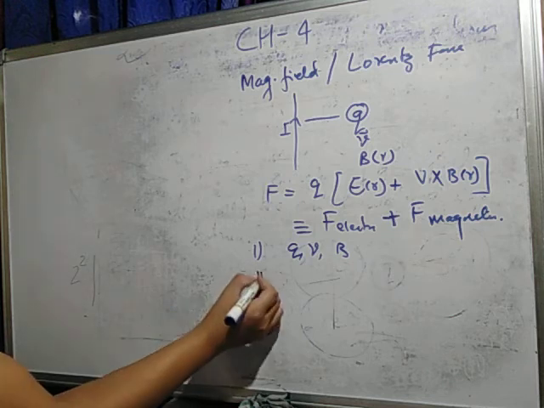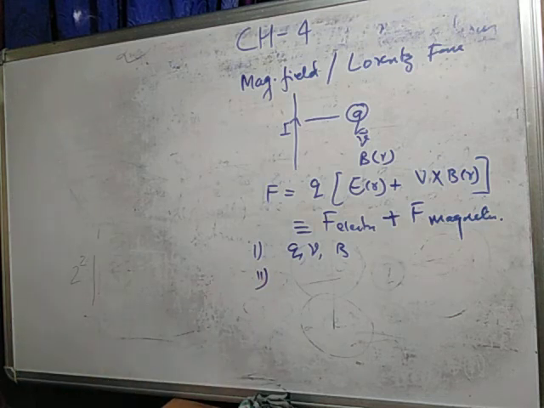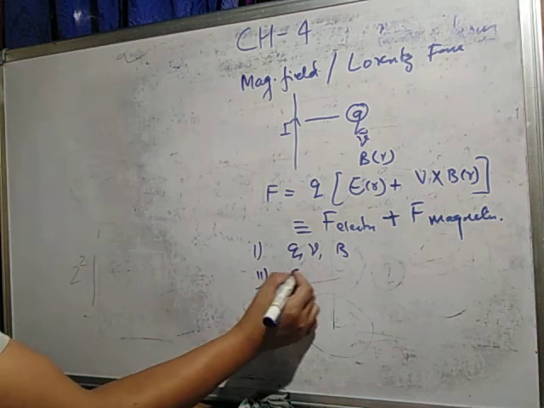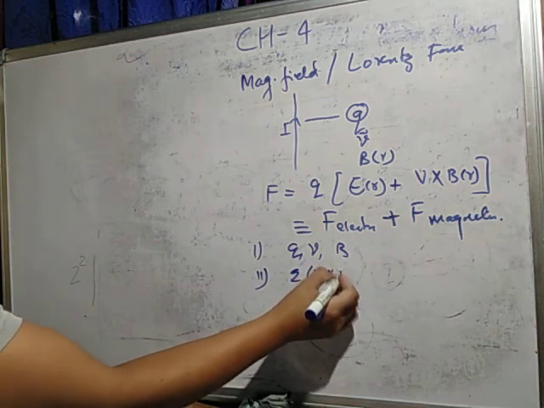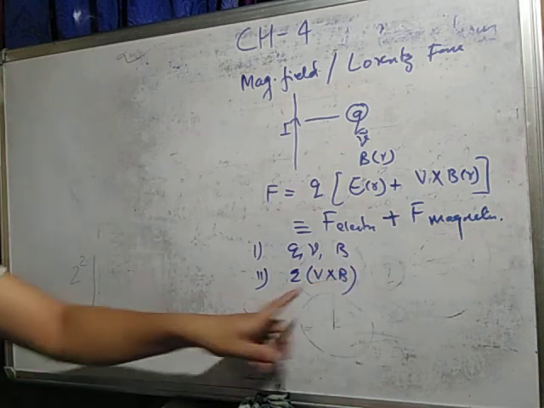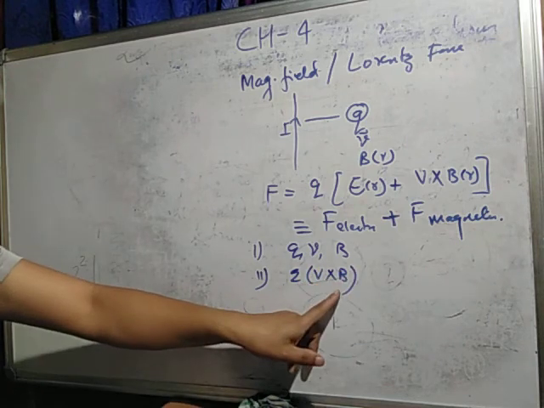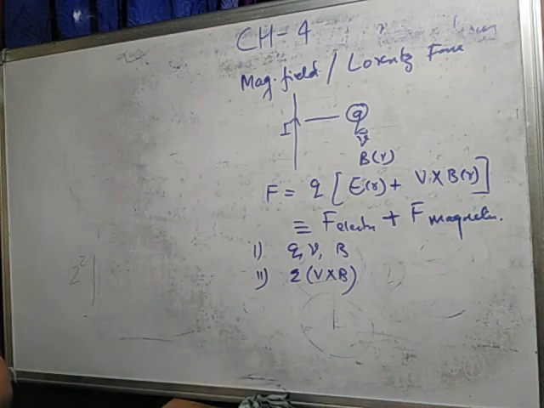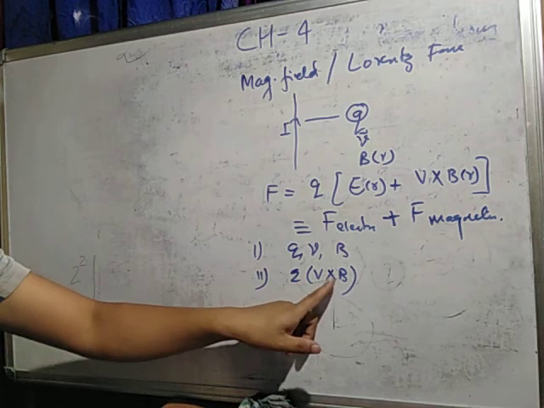Second significance is that the magnetic force, that is Q V cross B, with the velocity of the charge and the magnetic field, includes the vector product of velocity and magnetic field. This should be at 90 degrees, okay?